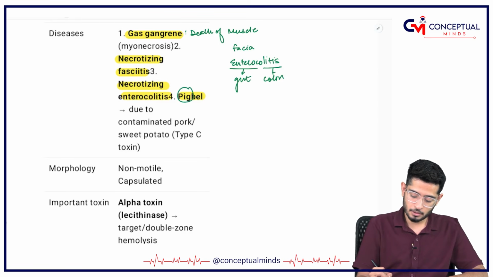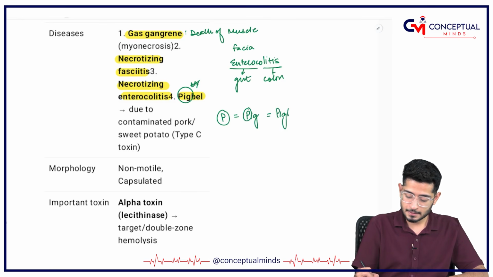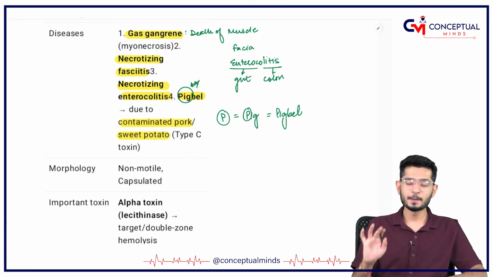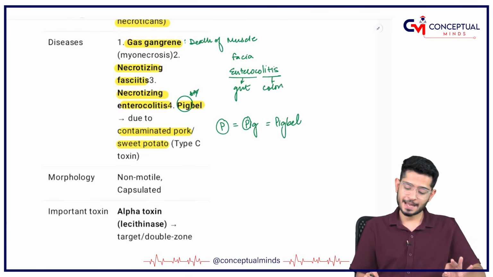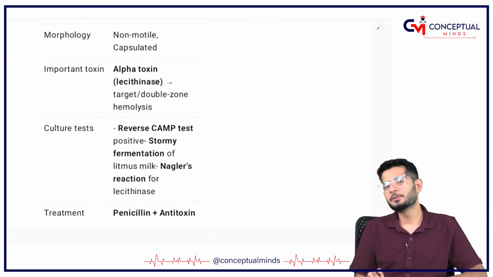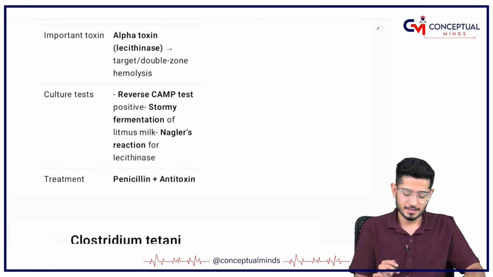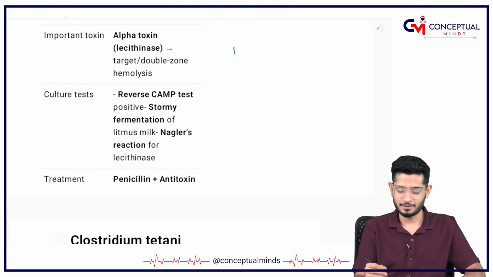So remember why we call it as HHR, because P for Perfringens, P for pig and P for HHR disease. That means if you eat contaminated pork or contaminated sweet potato, it leads to HHR. Okay. So gas gangrene, necrotizing fasciitis, necrotizing enterocolitis, HHR, everything. Now you only tell me, will it be motile or non-motile? I am non-motile. I am capsulated or non-capsulated? Capsulated.